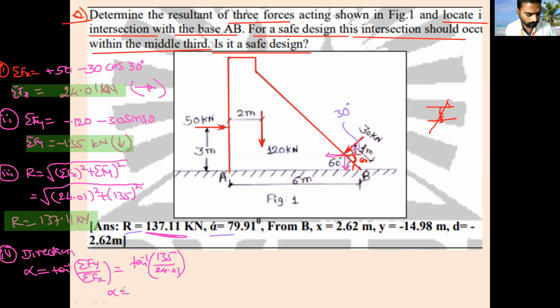So what is the angle you are getting? Alpha is equal to 79.91. You have to calculate, don't tell me as it is. Correct? Yes. Okay, so this is the answer. After calculating the alpha value, what you have to determine? You have to calculate the moment.